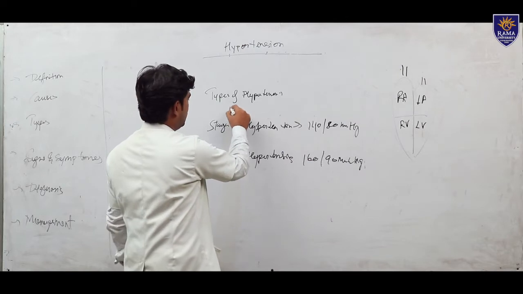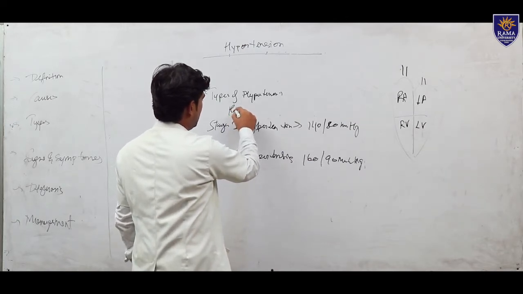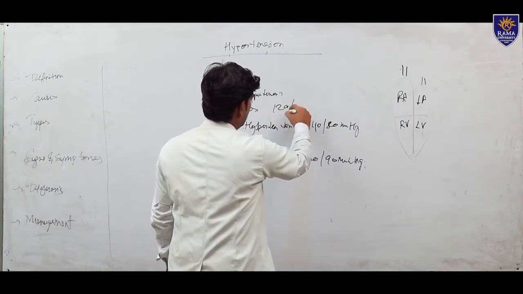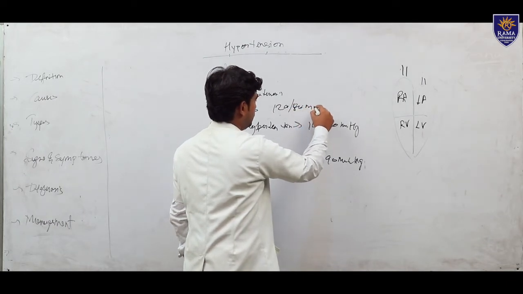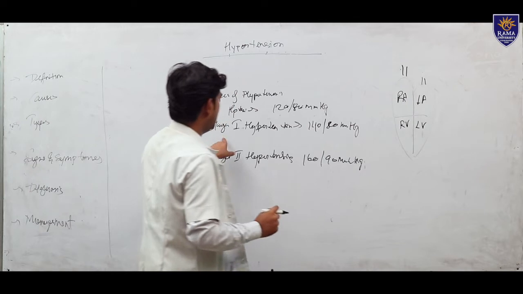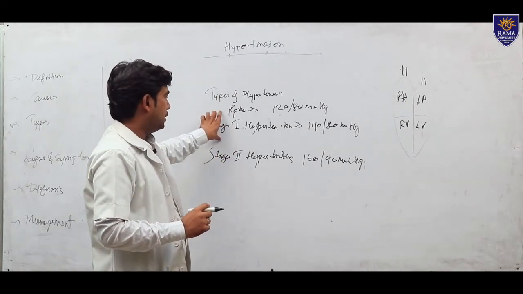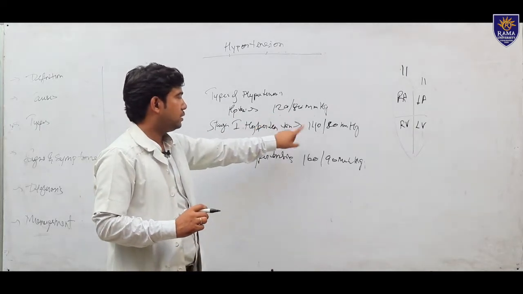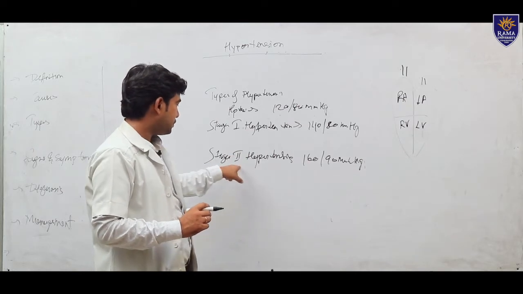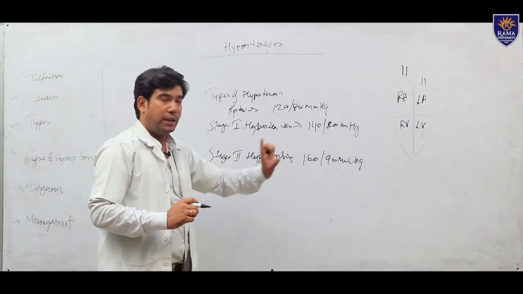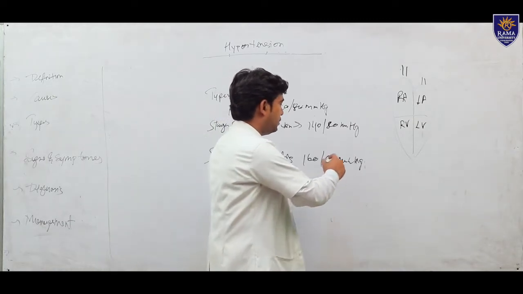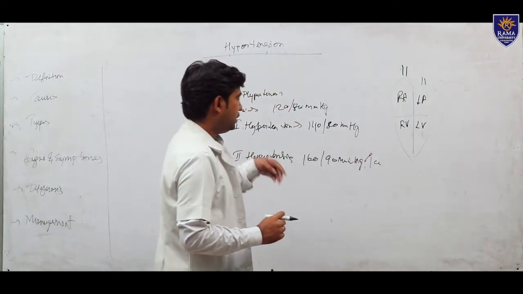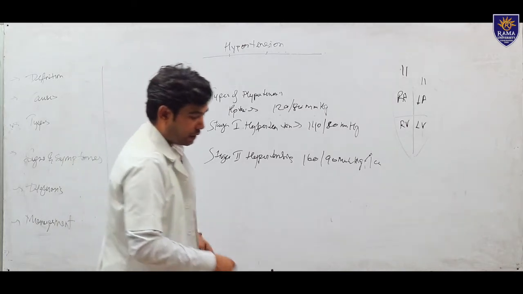And here the normal pressure, normal. What is normal? 120/80 mm Hg. These are the normal. So there are three types. First is normal, which is 120/80, second is first stage hypertension, which is 140/80, and second stage is 160/90 mmHg and above. Here it will increase to a severe condition.